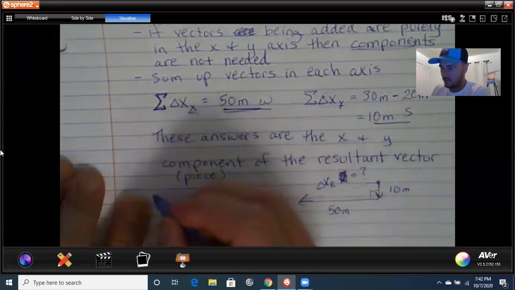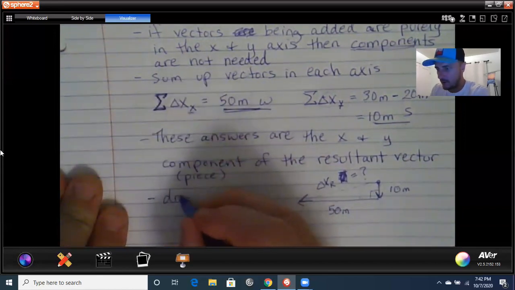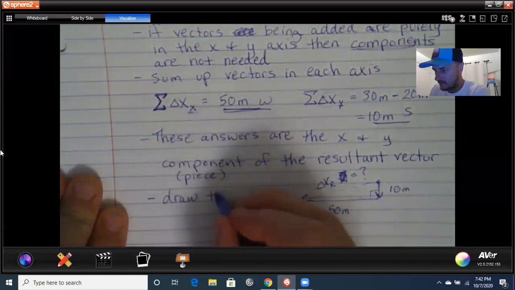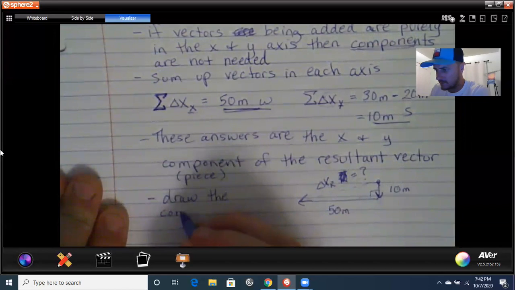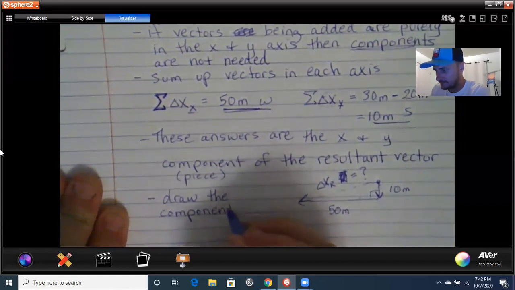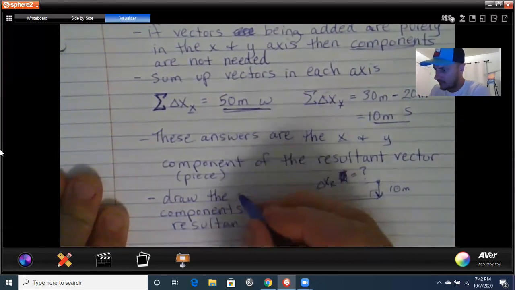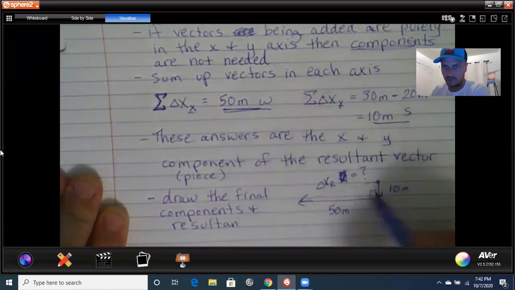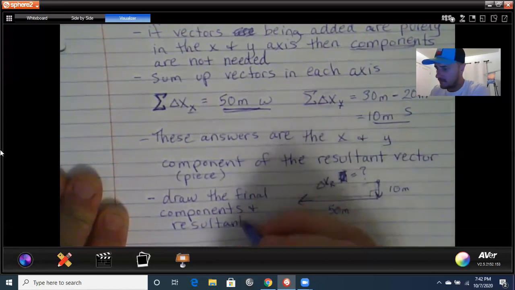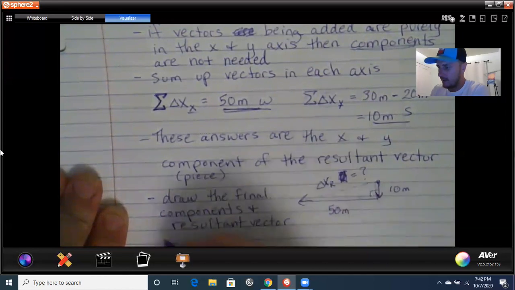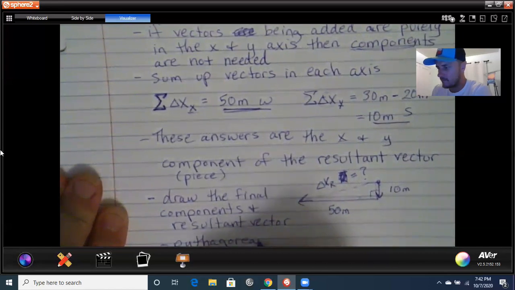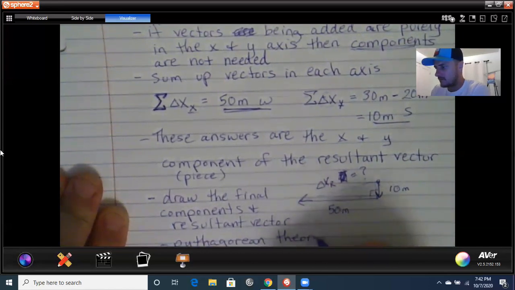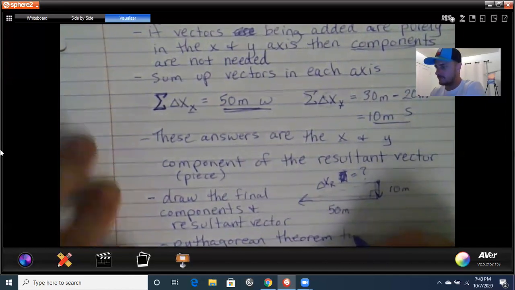So I've drawn that. Next step would be to draw the components and resultant. I want to say the final components, because these are those final components of that resultant. Then we will do Pythagorean theorem to find the resultant.